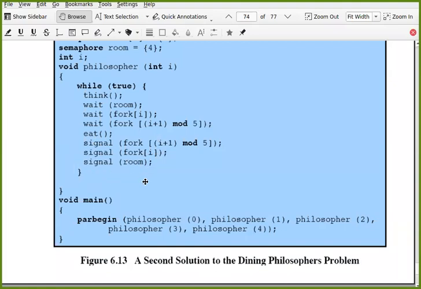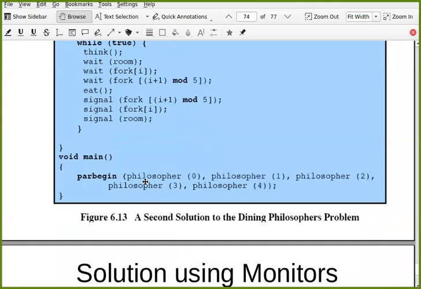So one more philosopher can still enter, because there are still 3 philosophers. So one more can enter if he or she wants to enter. So this algorithm definitely guarantees mutual exclusion plus deadlock avoidance.